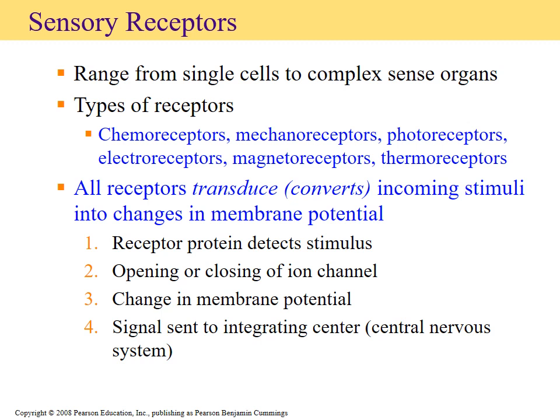But before we get into all that, let's talk about the fact that you have different types of receptors based on the stimulus that they're able to react to. And the 6 most common ones will be chemoreceptors, mechanoreceptors, photoreceptors, electroreceptors, magnetoreceptors, and last but not least, thermoreceptors. And as we go through the PowerPoints, we're going to discuss each of these 6 receptors, and we'll talk about how they compare across different animal models.